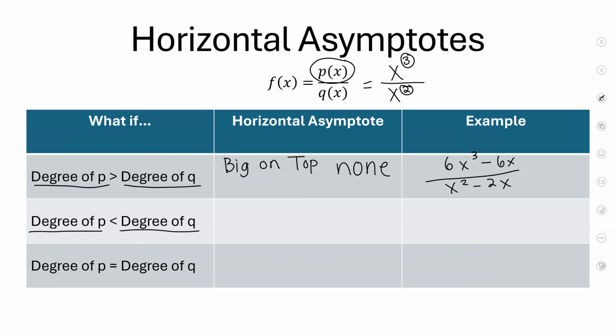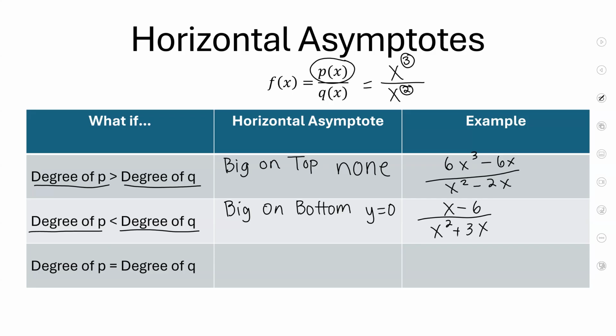Next one, if it's bigger on the bottom, the degree of polynomial P is less than the degree of Q. We call this big on bottom. If it's big on bottom, your answer is y equals 0. And an example of this can be, you have x minus 6 on the top, and then you have x squared minus 3x on the bottom. The degree is bigger on the bottom. If this is the case, your horizontal asymptote is y equals 0.